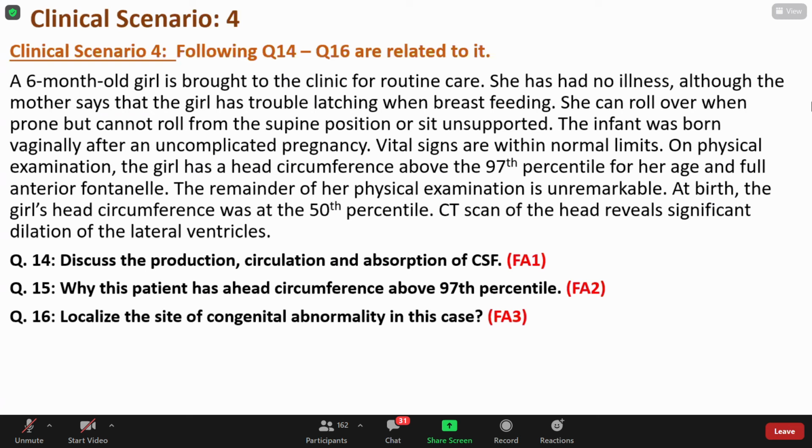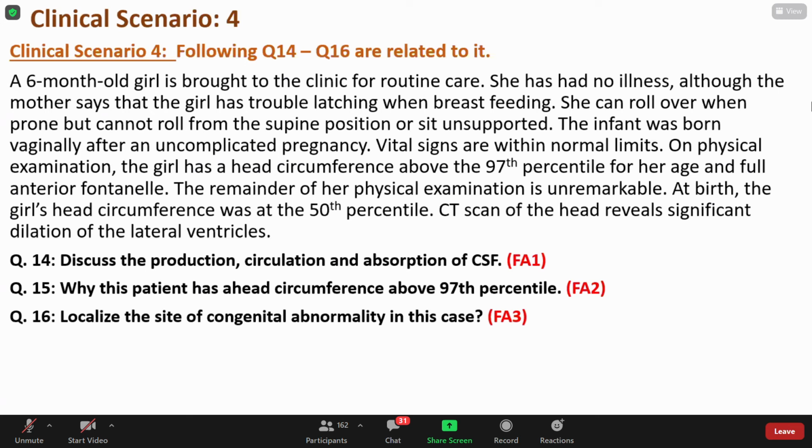Can we have question FA2, please? Okay, why this patient has... What is your name? My name is Saraswati. Okay. So why this patient has a head circumference above the 97th percentile. From the physical examination, she had a full anterior fontanelle and also the lateral ventricles were dilated. So we decided that she has hydrocephalus. And the reason being is that maybe the cerebral aqueduct is blocked, so that might be the reason why she has a head circumference above the normal.